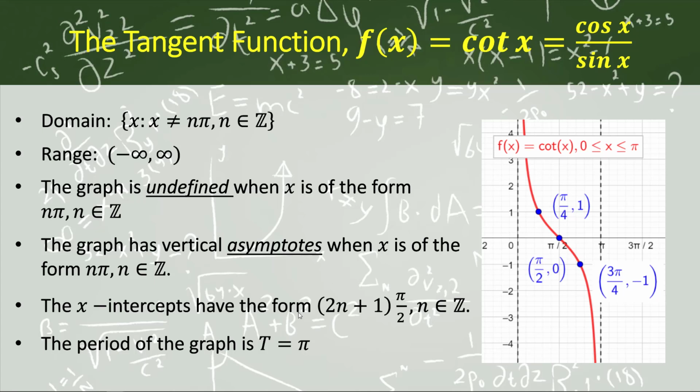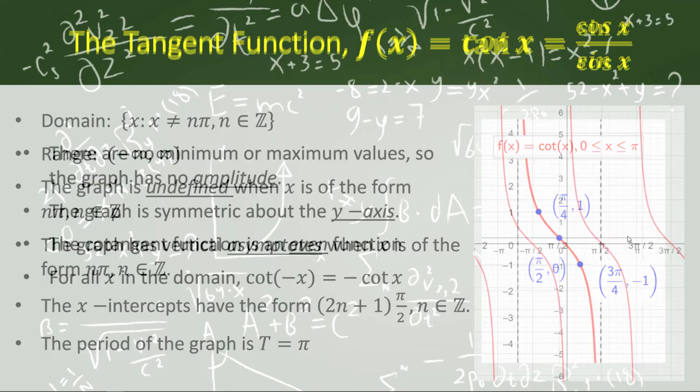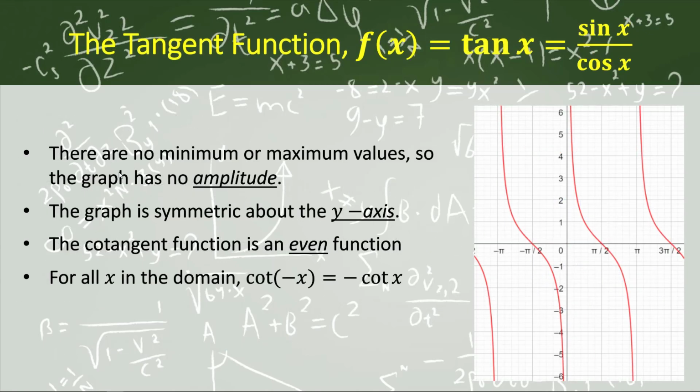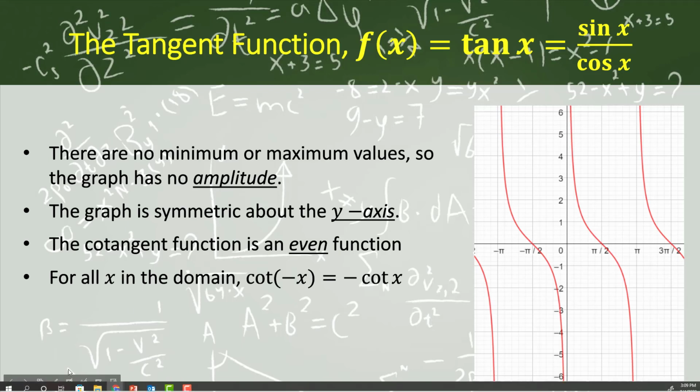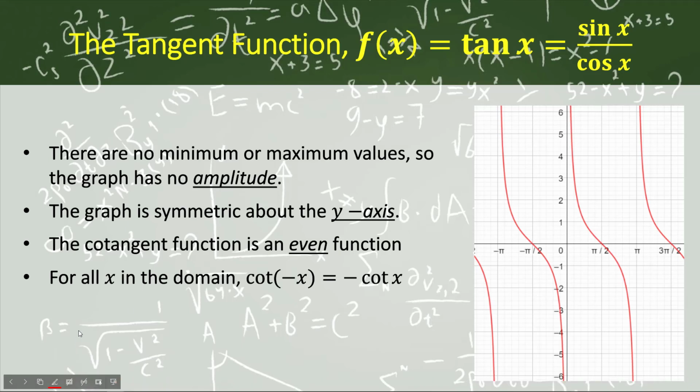The x-intercepts are at odd multiples of pi over 2, and once again the period is pi. Furthermore, the graph has no minimum or maximum values, therefore it has no amplitude. As far as the last 3 points here, they aren't exactly correct, because it is not symmetric about the y-axis. It is basically asymmetric about the y-axis, and therefore it's neither an even function nor an odd function.